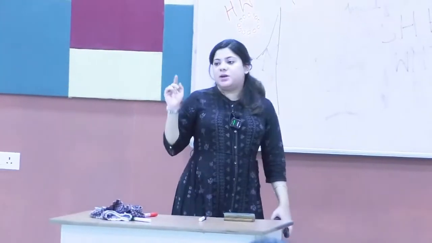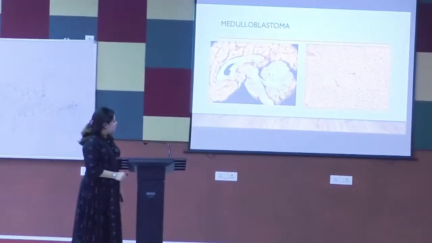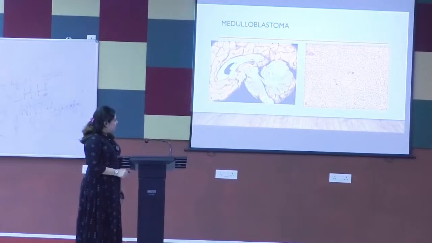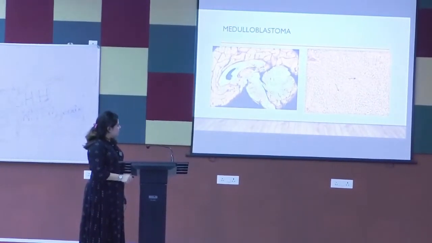Wnt beta catenin pathway is associated with better prognosis. SHH pathway tumors are associated with poor prognosis. Survival is actually not that good for medulloblastoma. There are lots of mitotic figures and these rosettes, Homer-Wright pseudo rosettes, here, there are many rosettes here.